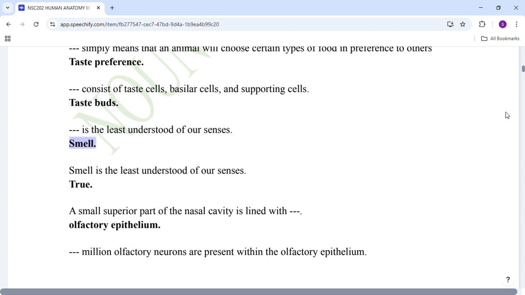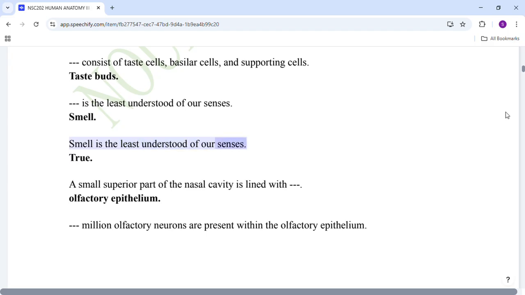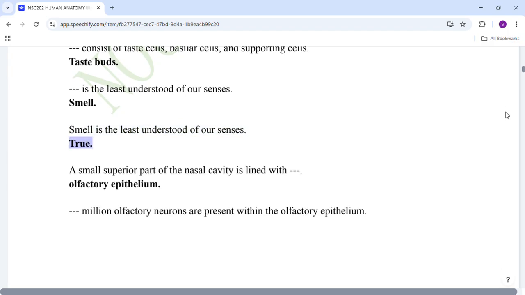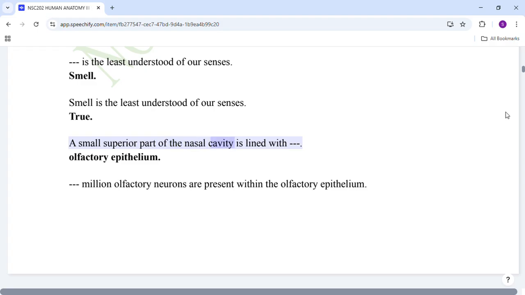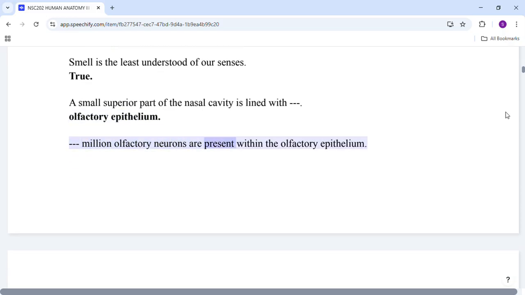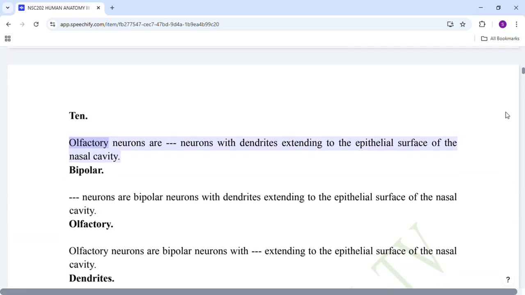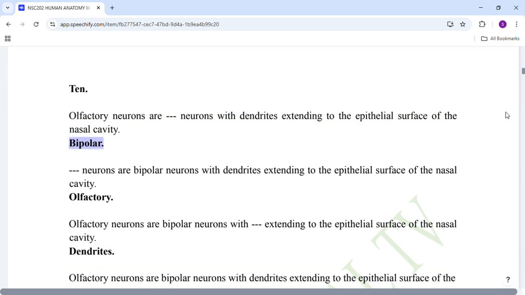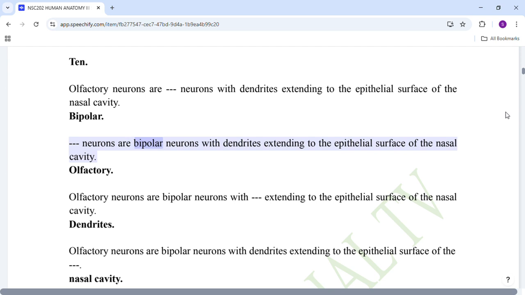Smell is the least understood of our senses. True. A small superior part of the nasal cavity is lined with olfactory epithelium. Ten million olfactory neurons are present within the olfactory epithelium. Olfactory neurons are bipolar neurons with dendrites extending to the epithelial surface of the nasal cavity.